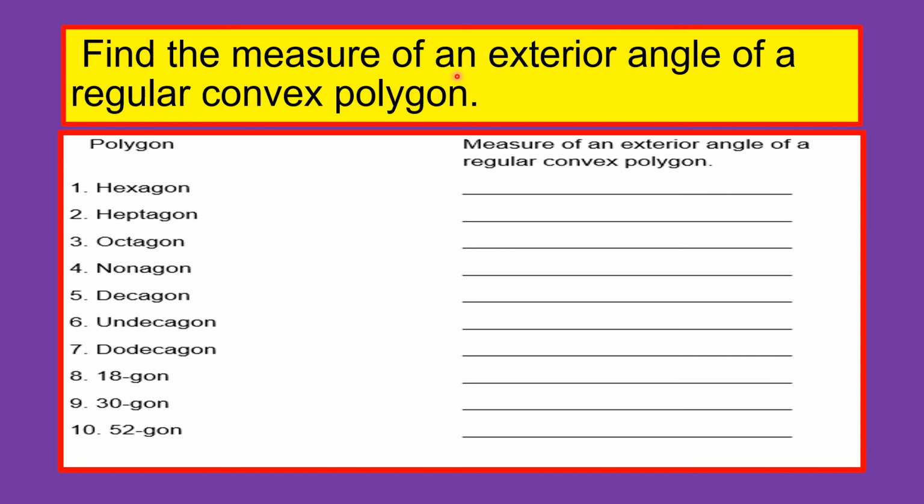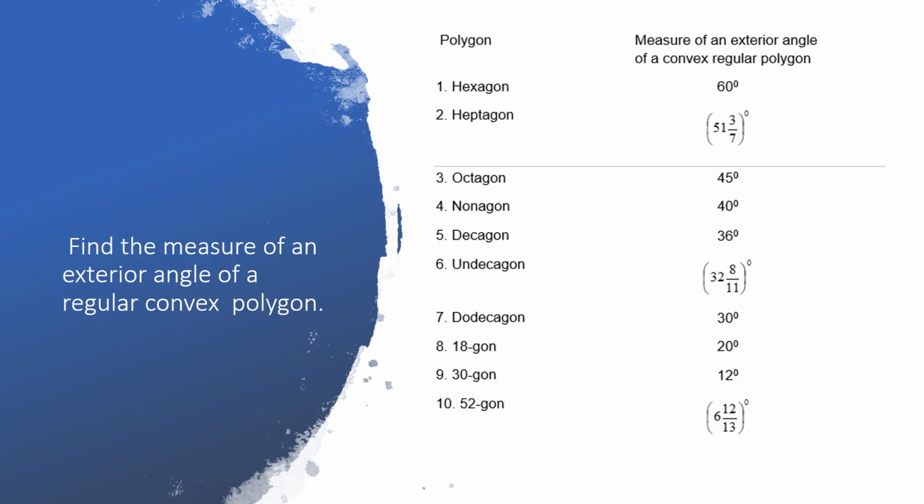So we need to find the measure of an exterior angle of a regular convex polygon. What is the formula in finding the exterior angle of a regular convex polygon? The formula is 360 degrees divided by n, wherein n is the number of sides. I am giving you time to answer the problem. So we have our answer here. I want you to check your answer.